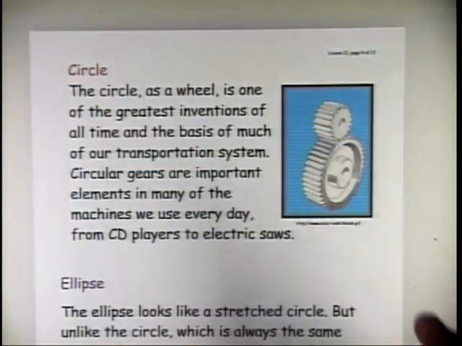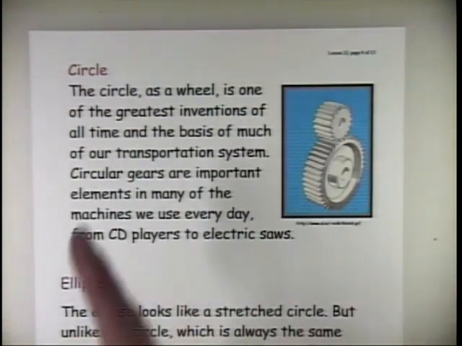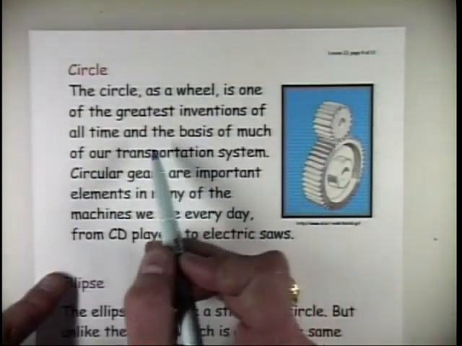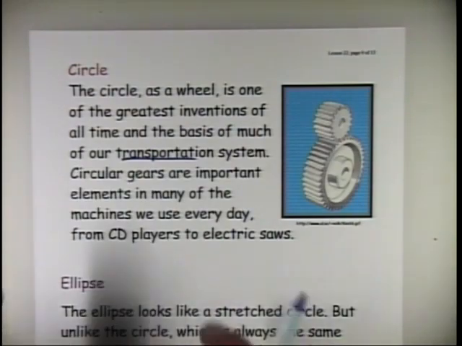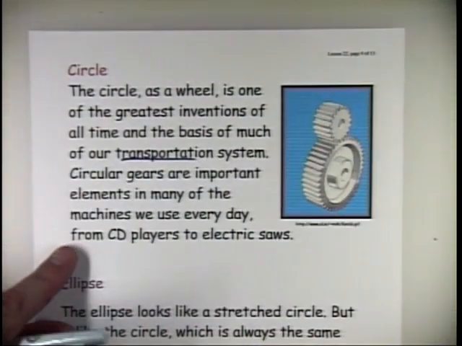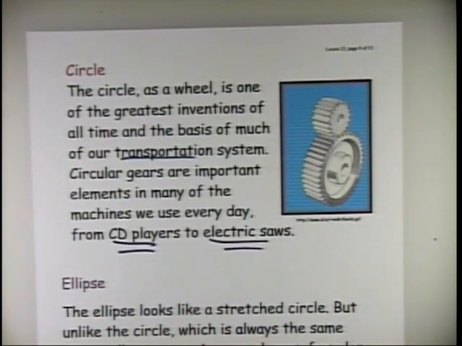All right, the circle. I don't think I have to tell you how useful a circle is, right? Not only is it the shape with the greatest rotational inertia, but it also makes for a pretty smooth ride when we're driving down the road, right? It becomes the basis of our transportation system. Wheels, wheels, everywhere we have wheels. Circular gears, CD players, electric saws. You can look around anywhere and you'll find circles in action. It's a cross-section of a cone.